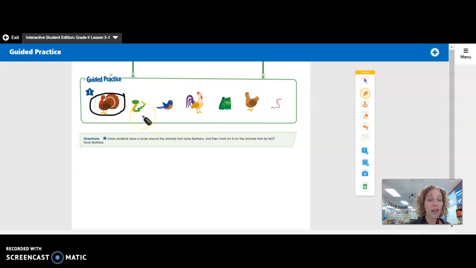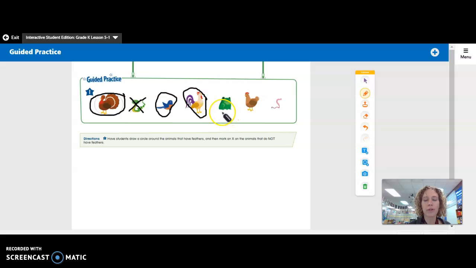Does a snake have feathers? No. Let's put a big X on him. How about this little bluebird? Does that have feathers? Yes. So let's circle it. How about a rooster? Does a rooster have feathers? Yes. So we need to circle.